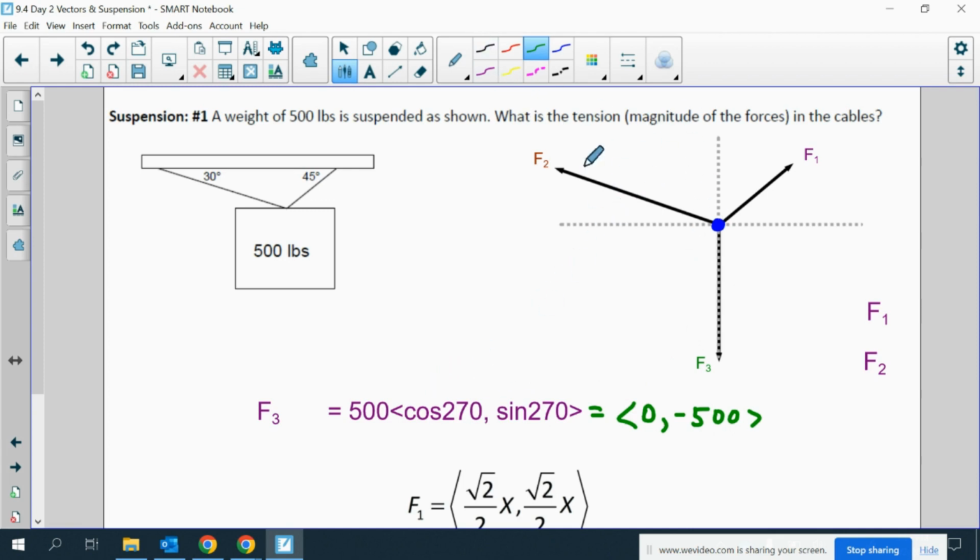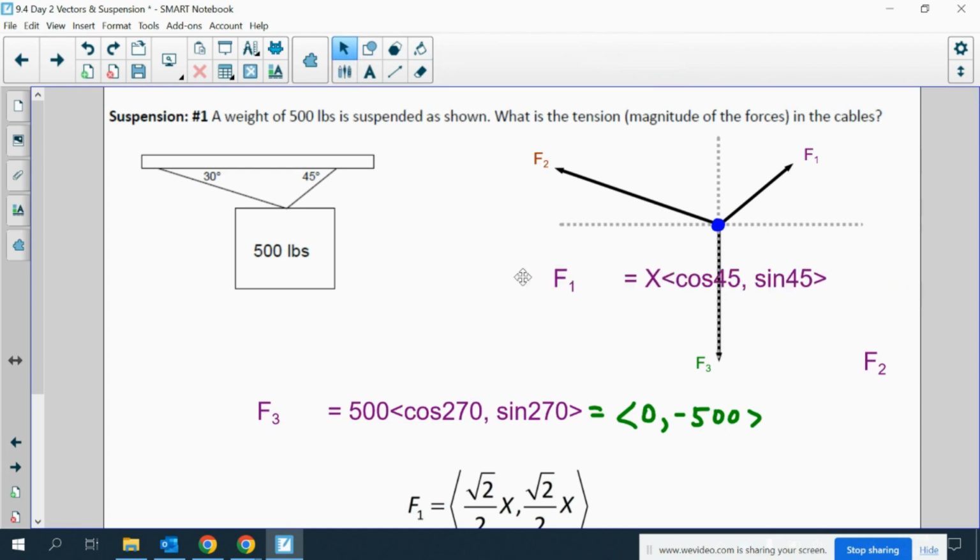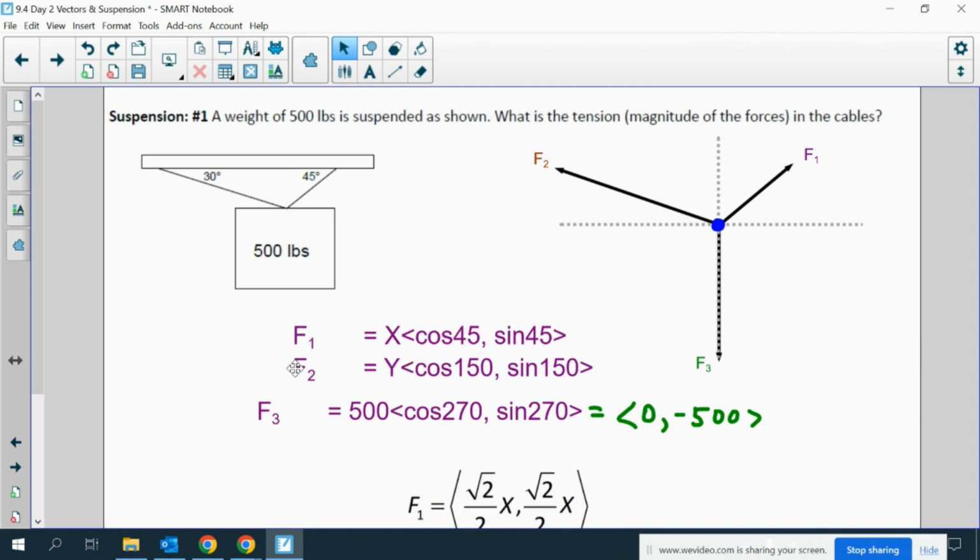So now we have these other forces, F1 and F2, and if I pull them out, I have x, which is an unknown magnitude, times cosine and sine of 45, and then y times cosine and sine of 150 in this vector. And that's because the cosine and sine are of this 150 degree angle.